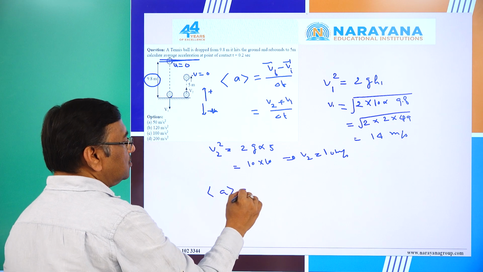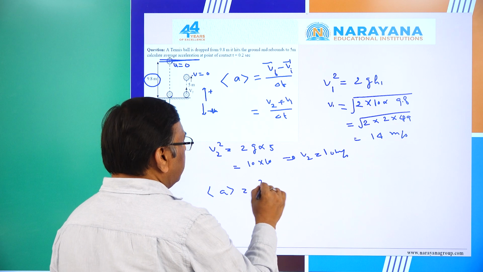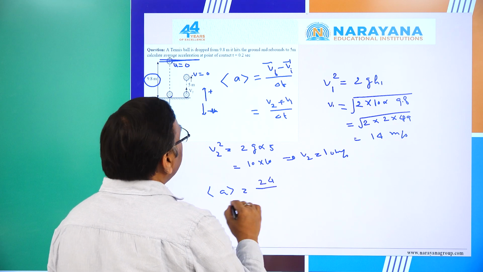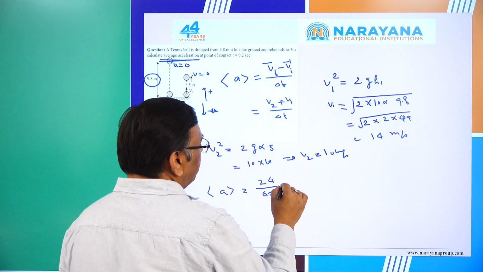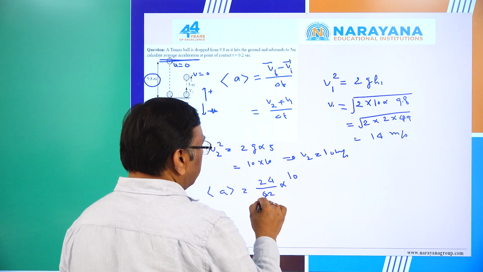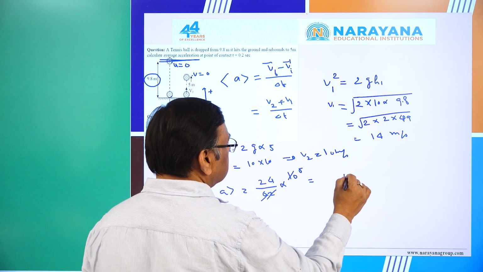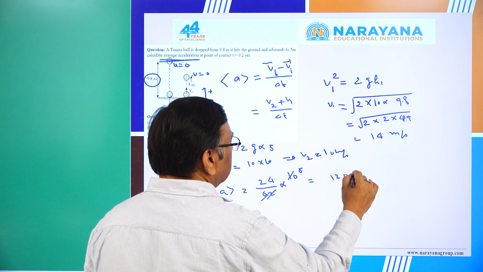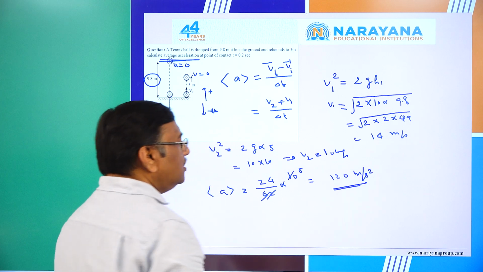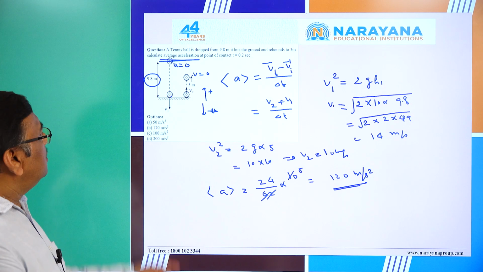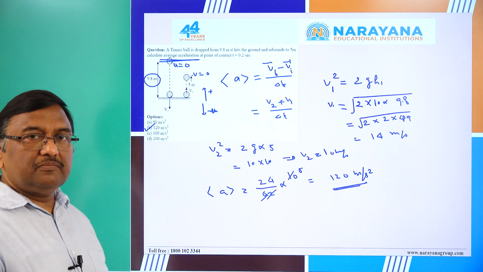If my V2 is known as 10 meter per second, V1 is 14 meter per second, what is my average acceleration? So easy, isn't it? So V2 plus V1 is 10 plus 14, I can write now directly 24, divided by time of impact, which is given to be 0.2. If I make it 0.2 multiplied by 10, cancel it out, here it is going to be 5, and 5 into 24 is 120. So 120 meter per second squared should be your average acceleration. So 120, that means B should be the right answer for this question.